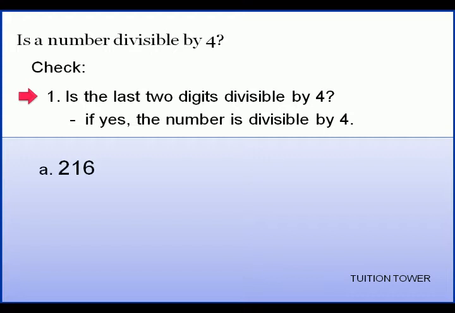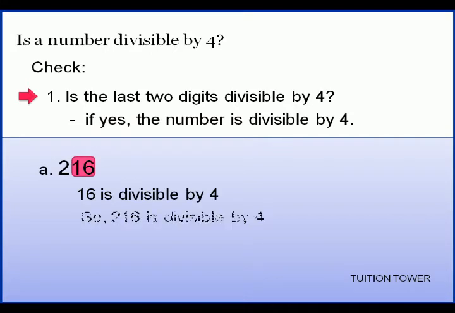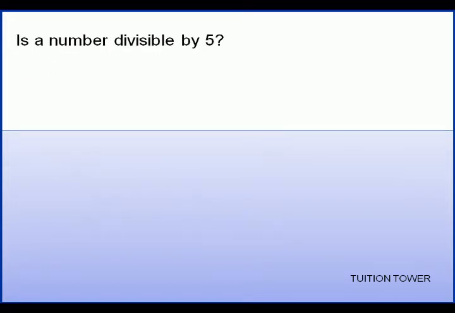Take an example. The number we're going to take is 216. Look at the last two digits. They form the number 16. Is 16 divisible by 4? Yes. 4 times 4 gives 16. And so 216 is divisible by 4.